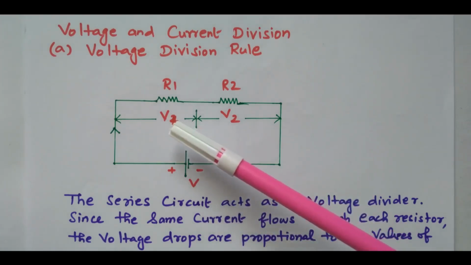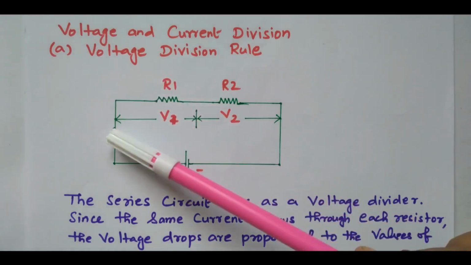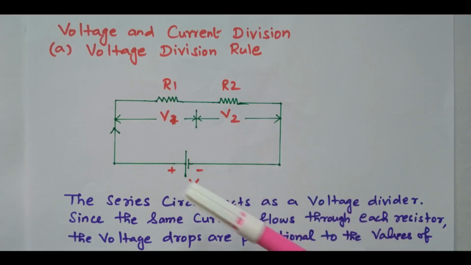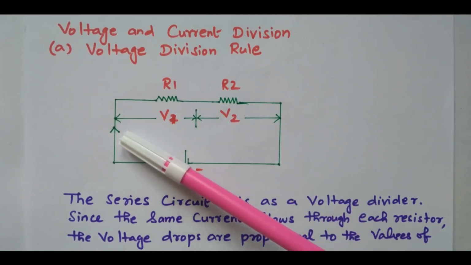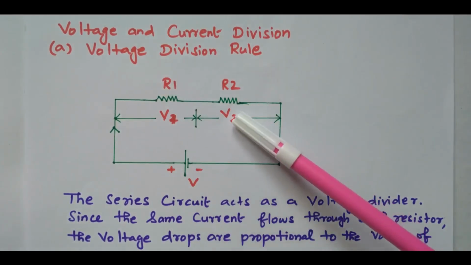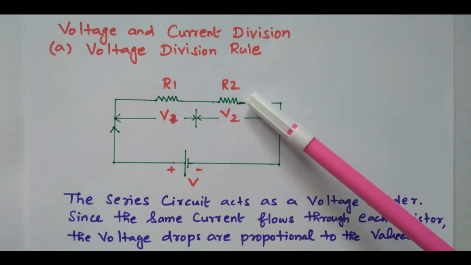How will you find V1? V1 is nothing but the current I into R1. V equals IR, where I is the total current and R is R1. Similarly, how will you find V2? V2 equals I into R2. Based on that, we can find the voltages.